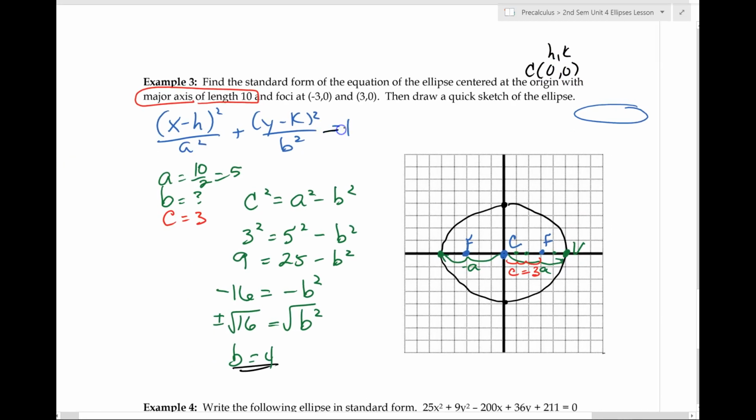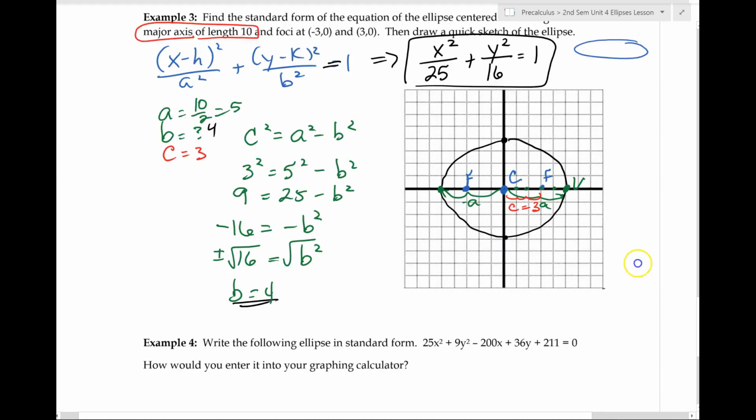So here's my formula. Let's plug in what we know. It's going to be x squared, because x minus 0 is x, all over what's a squared? Well, a is 5. Squared that's 25. And remember, a squared is underneath x because it's horizontally stretched out. Plus y minus 0 is y, so it will be y squared over b squared. Well, b was 4, so that'd be 16, and that would equal 1. So this would be your standard form of the ellipse. It's graphed down below. Did that help a little bit with that one?